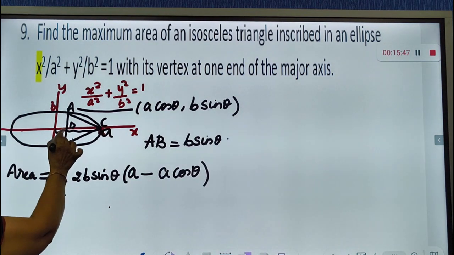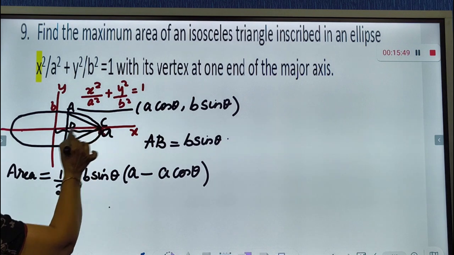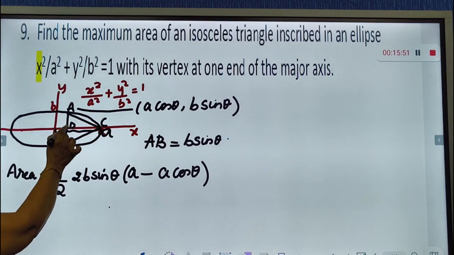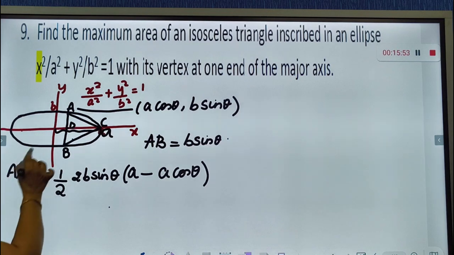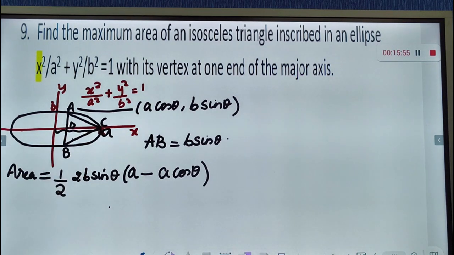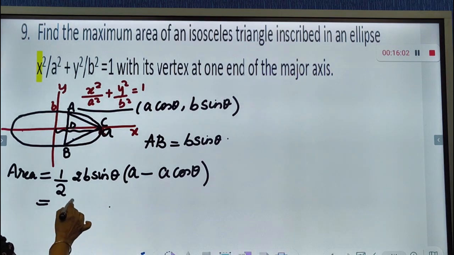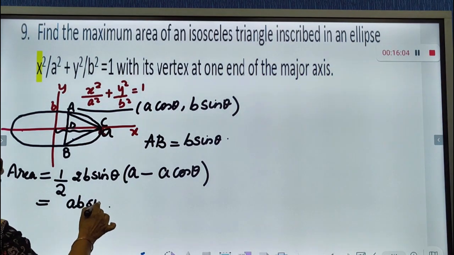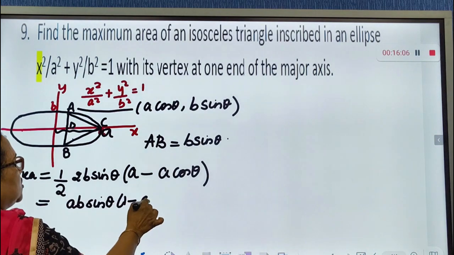This distance is a cos theta. This whole distance is a. X coordinate of D is a cos theta. So the distance of CD will be a minus a cos theta. So this will be a, I am going to take out AB sin theta into 1 minus cos theta.